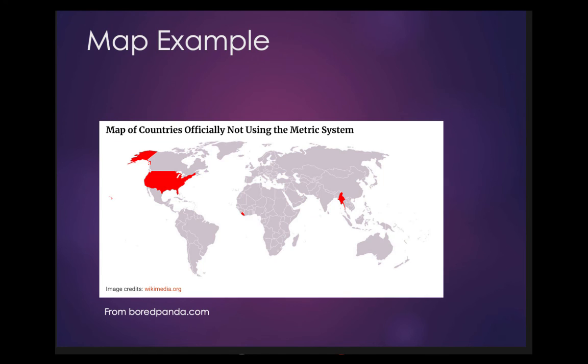Here's an example of a map that tells a story nearly by itself. Look at the title, Maps of Countries Officially Not Using the Metric System. Wow. There's 4 little red spots. That says a lot all by itself, right?